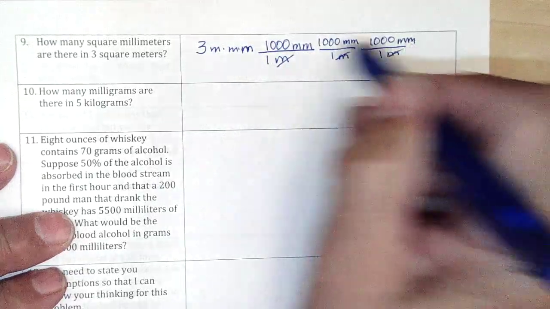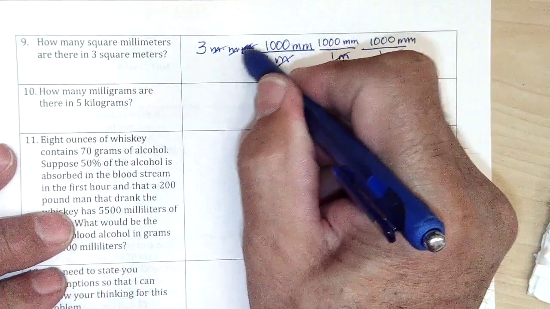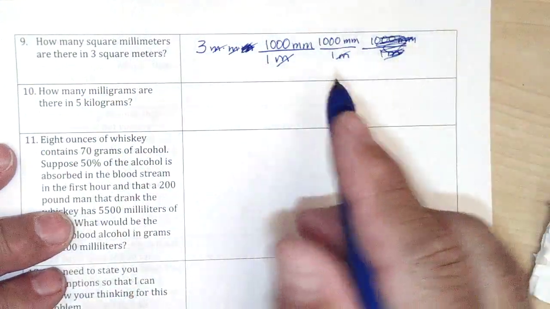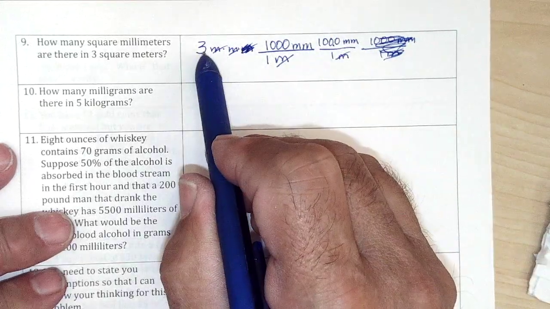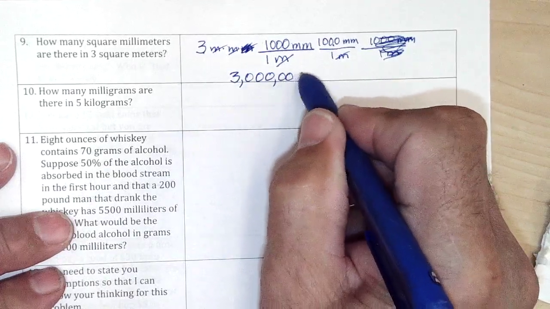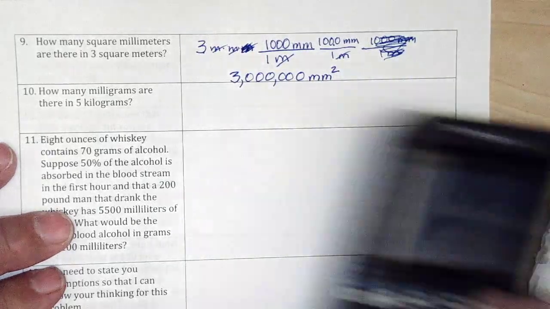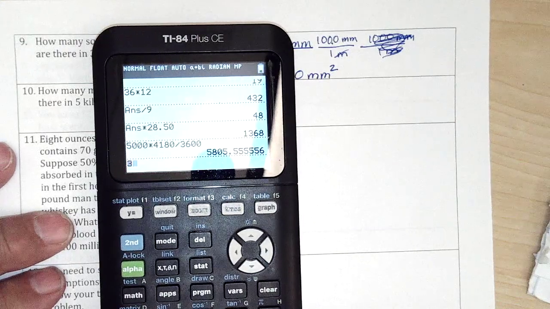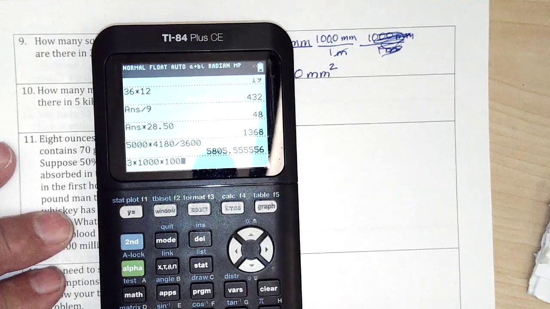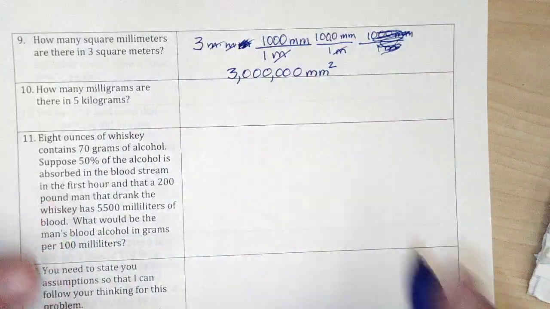So all our meters cancel. Oh, square meters. I thought it said cube. Square, so we don't need that many. We just need 2 of them, square. So we're going to have 1,000 times 1,000, which is 1,000,000, times 3. We're going to have 3 million millimeters squared. Now, if you do this on a calculator, 3 times 1,000 times 1,000, you might get, nope, that works. If you get an E in it, that means times 10 to, that means exponential.